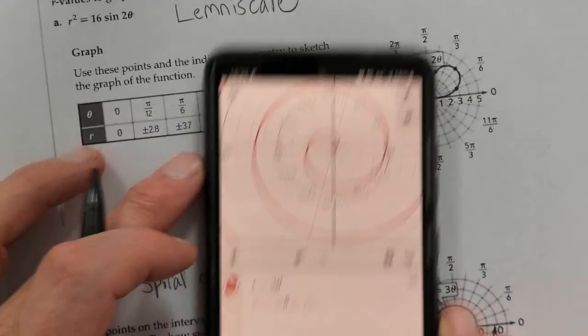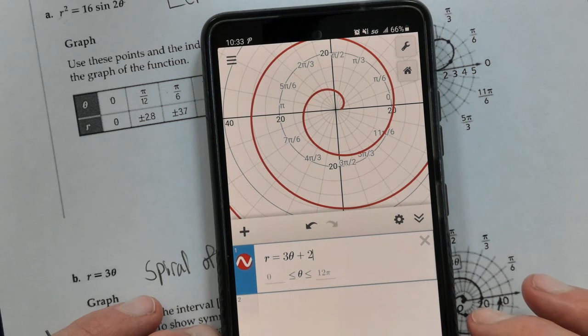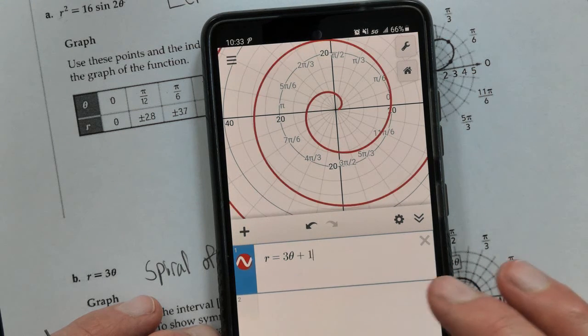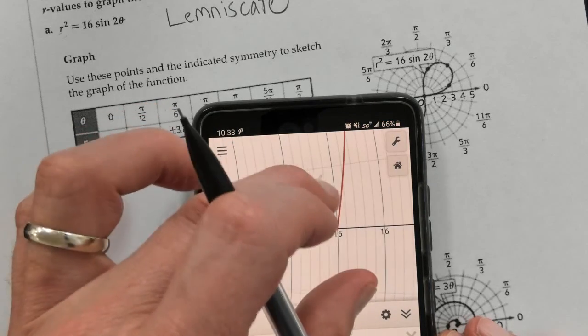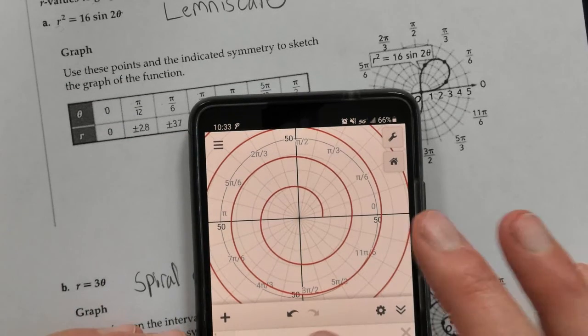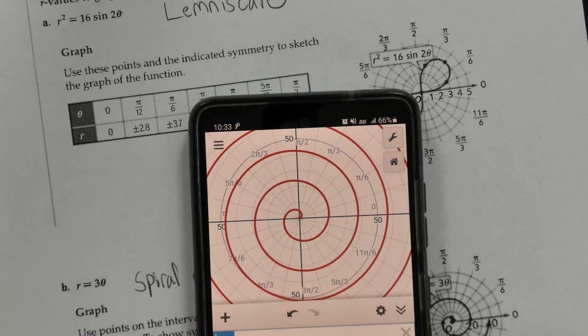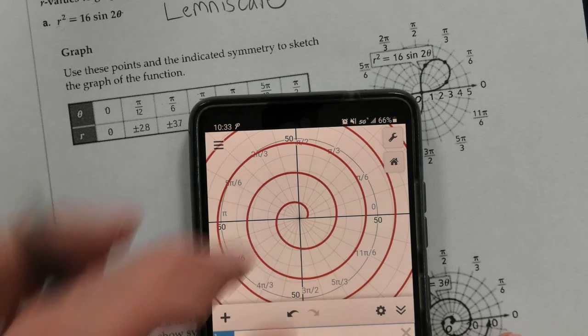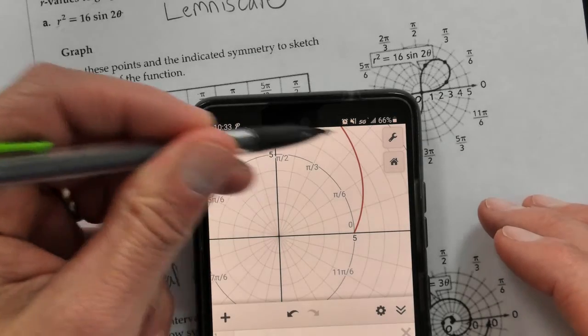Now, just to look at the form for the spiral, there can be a b added to the end of that. Let's see how that changes my graph. If I add 2 to it, or let's add 15 to it and see what happens. It moves the starting point of the spiral out to 15. So if there's nothing there, then the spiral is actually starting at 0. If I begin to add values, it moves the starting point of the spiral out to that point on the axis.